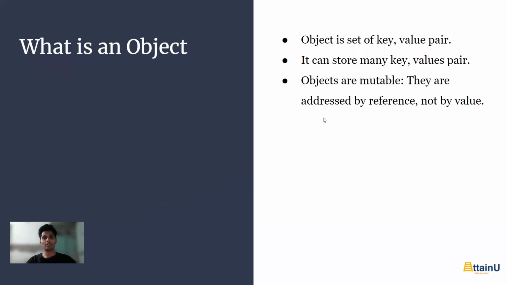So basically what is an object? Object is a set of key value pair. It stores data in the form of a key value pair. So it can store many key value pairs, not just one. You can store as many key value pairs as you want.